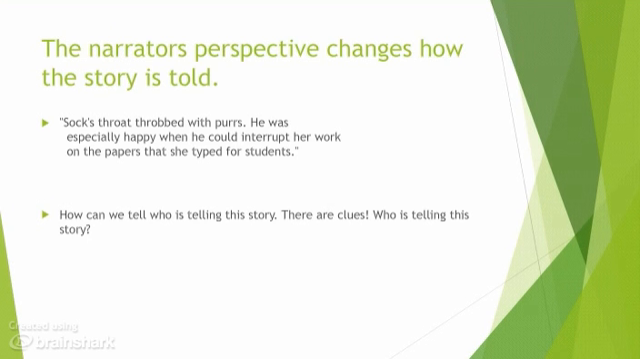The reason that point of view is so important is that the story changes depending upon the narrator's perspective. Socks's throat throbbed with purrs. He was especially happy when he could interrupt her work on the papers that she typed for students. How can we tell who is telling this story? There are clues. Can you tell who is telling this story?